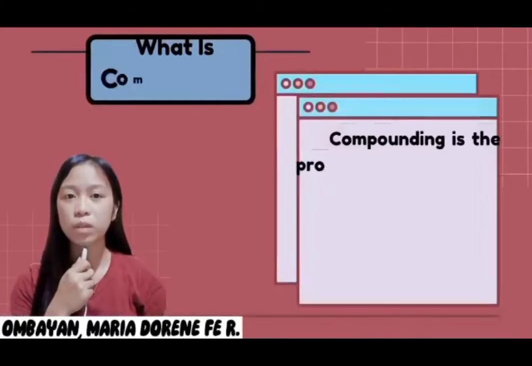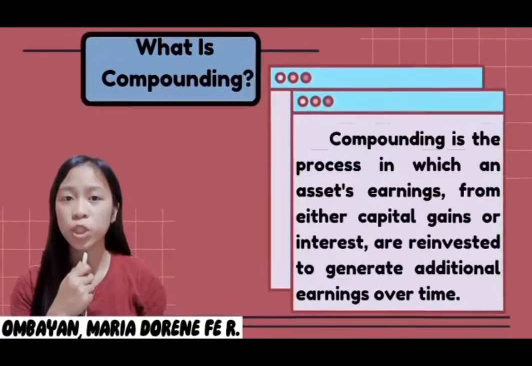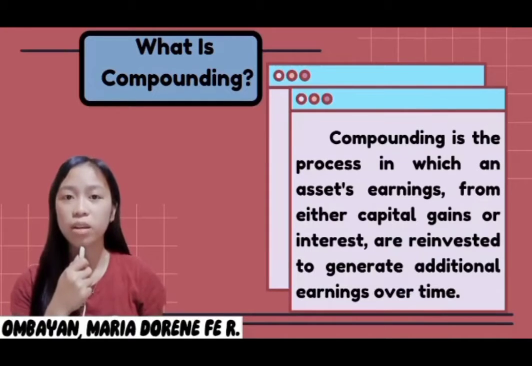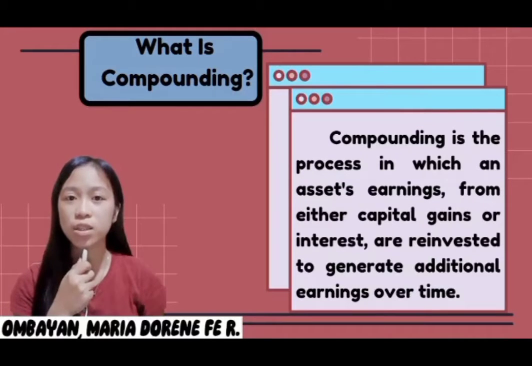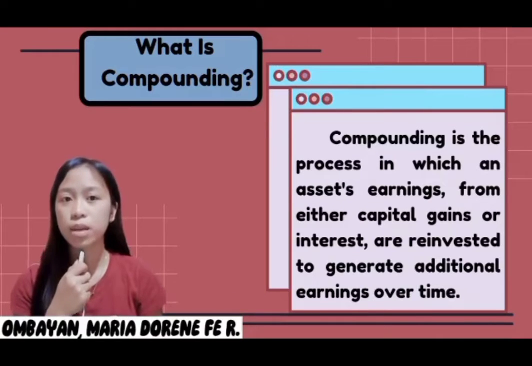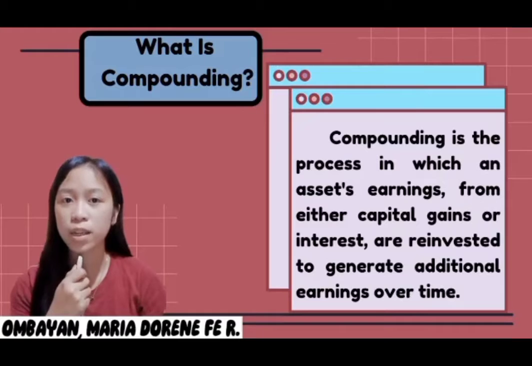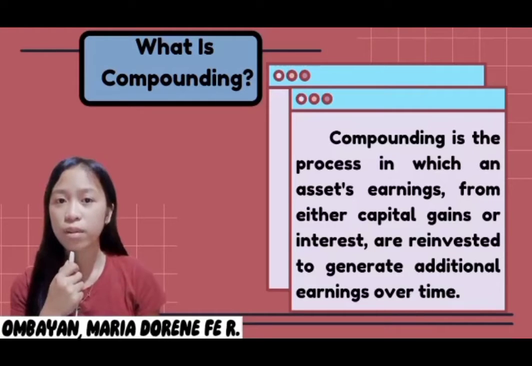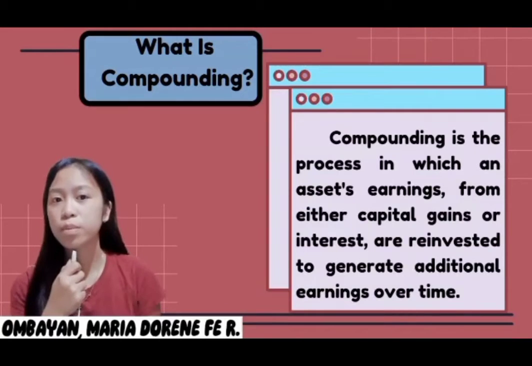What is compounding? Compounding is the process in which an asset's earnings, from either capital gains or interest, are reinvested to generate additional earnings over time. This growth, calculated using exponential functions, occurs because the investment will generate earnings from both its initial principal and the accumulated earnings from preceding periods. Compounding, therefore, differs from linear growth, where only the principal earns interest each period.